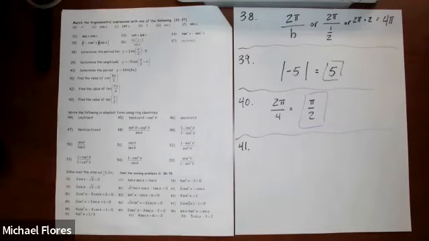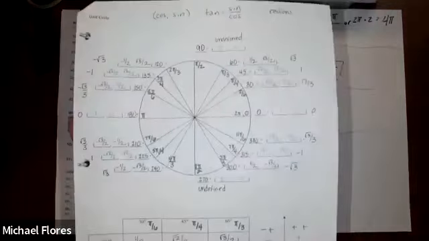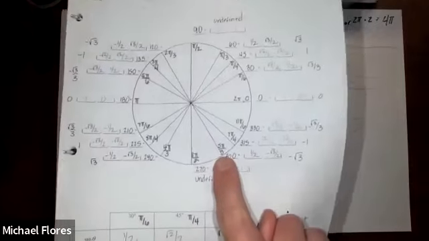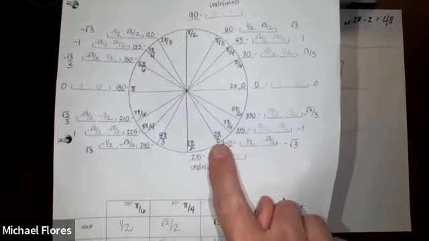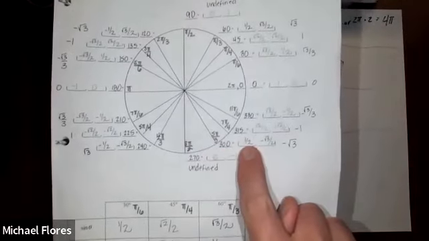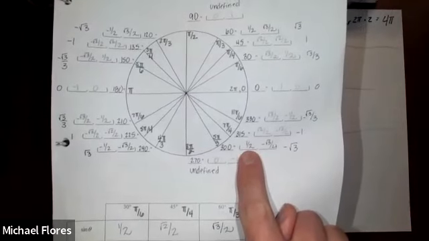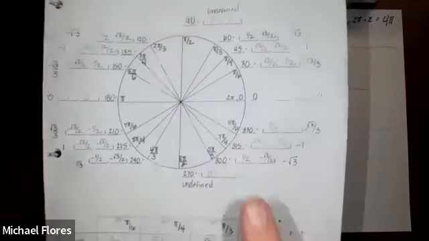They want you to find the value of cosine of 5 pi/3. So what you want to do is go to where 5 pi/3 radians is, which is right there, and locate the cosine value, which is 1/2. That's your answer, 1/2. That's it.